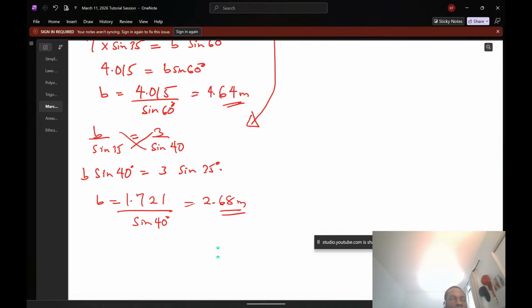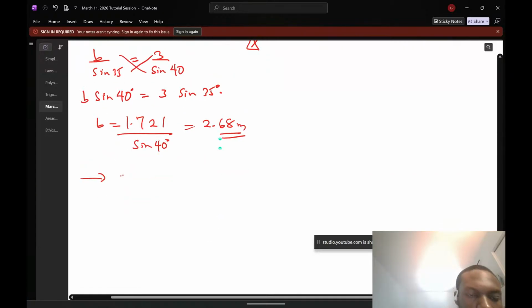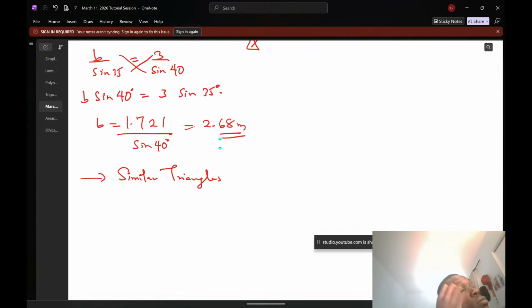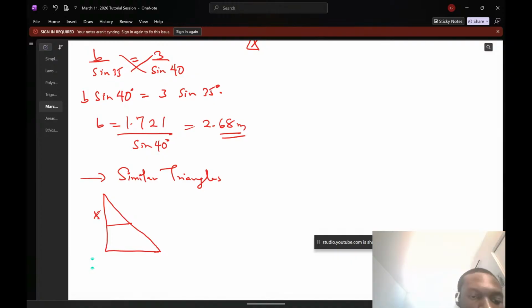So I want us to do similar triangles. Let's do similar triangles. Let me not make the triangle too big. So let's say this side is x, this is 5, this side is 3, and this side is 7.